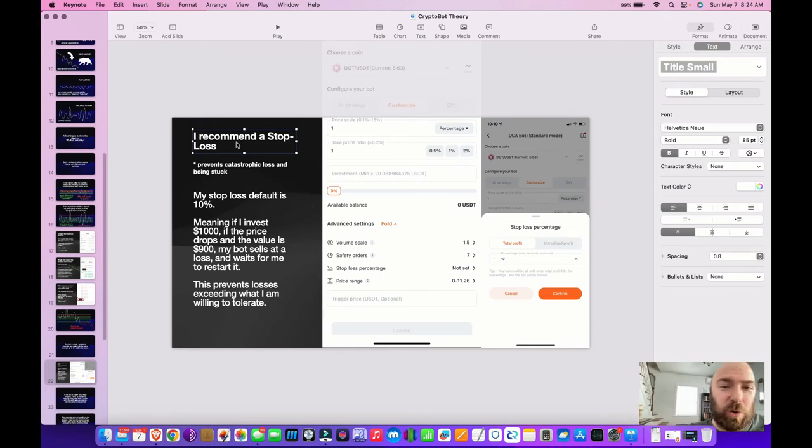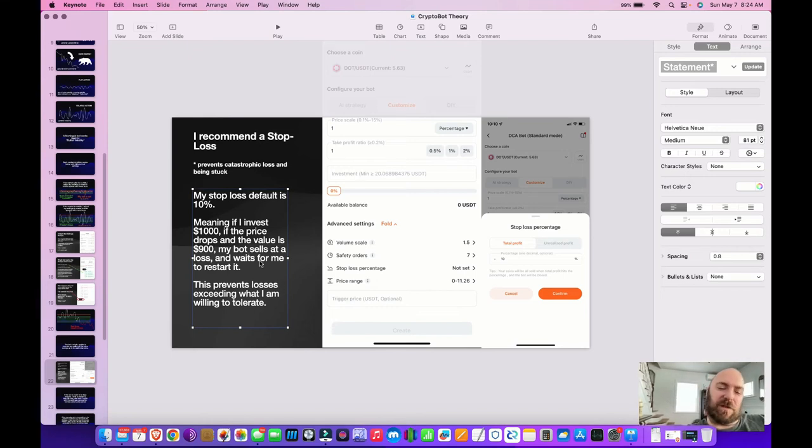I'm somebody that's been holding cryptocurrency for a while. It's a completely different game. My stop loss default is 10%, meaning if I invest 1,000, the price actually drops and the value is 900, the bot will close, sell out, and then I can restart it.